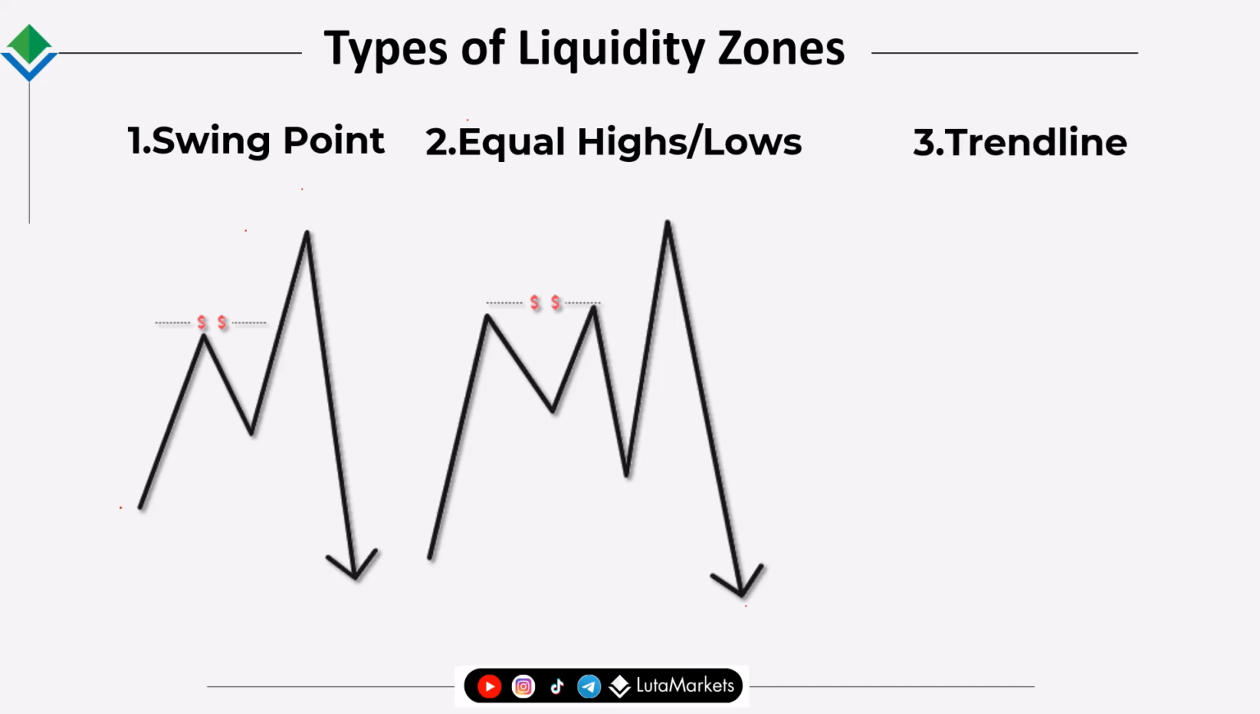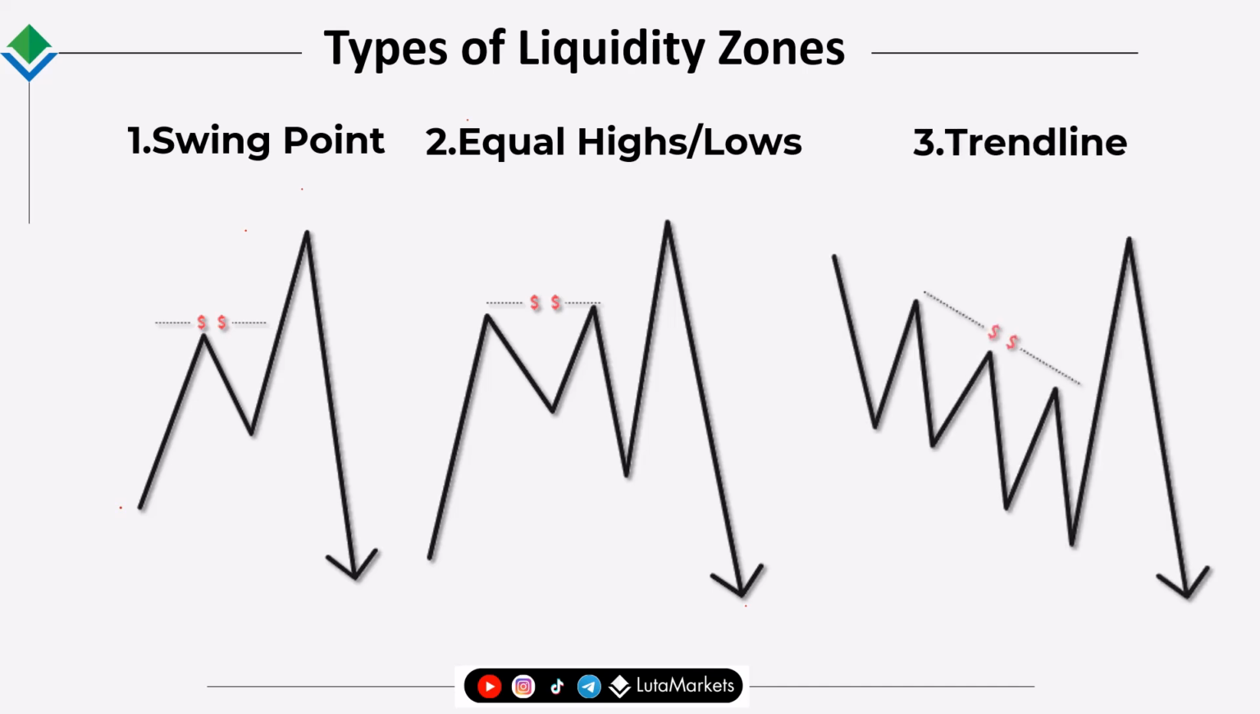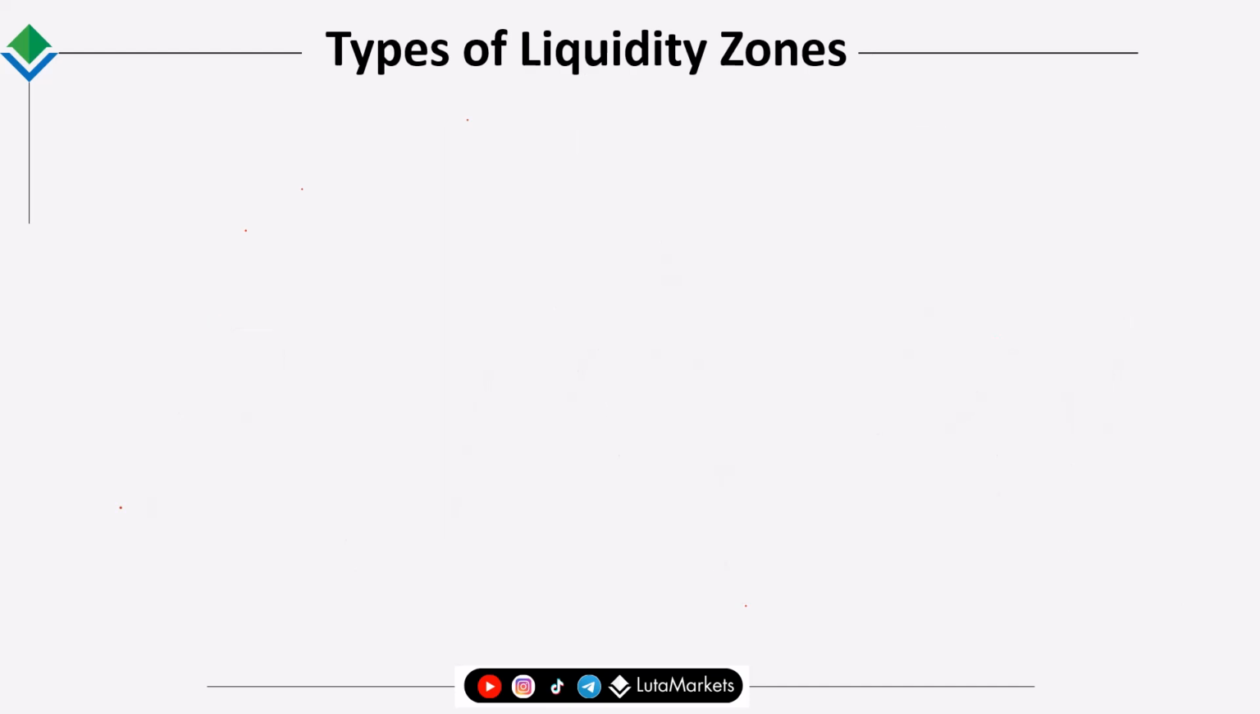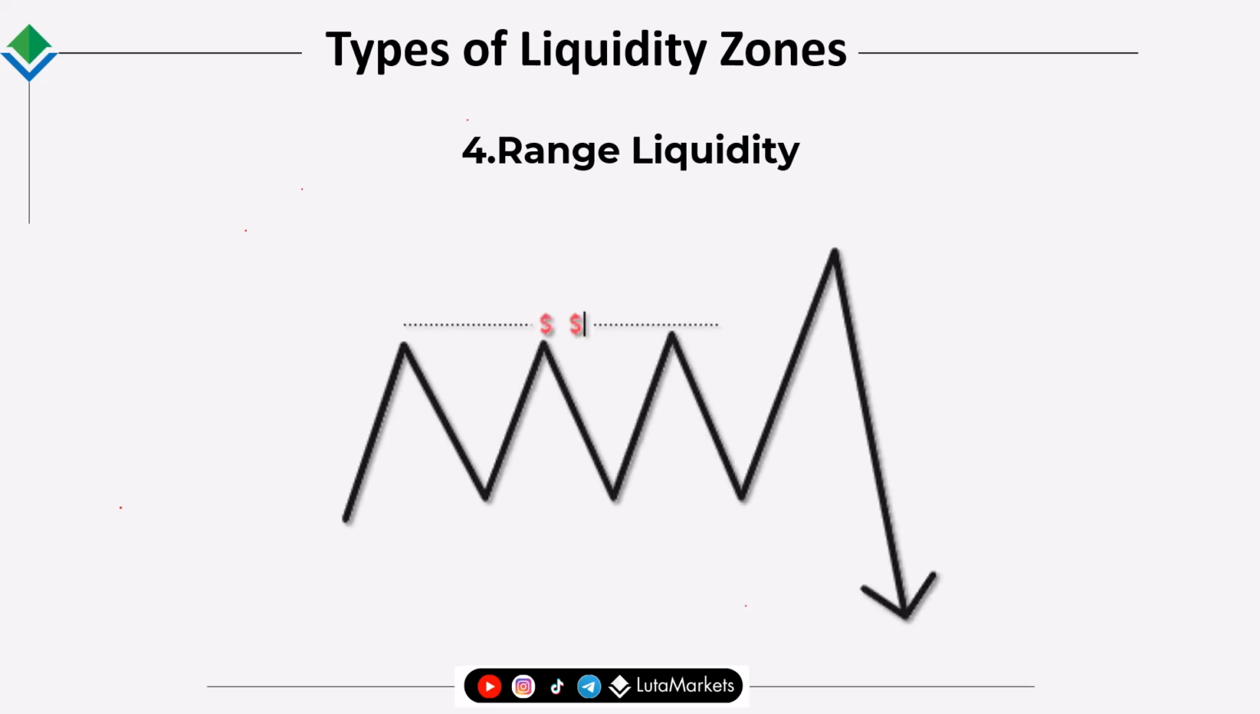Trendline liquidity. Trendlines attract liquidity because retail traders frequently use them for entries and stops. When price runs a trendline, it often takes out the liquidity resting above or below it before reversing. Range liquidity. Inside a price range, liquidity builds up at both the highs and lows. Smart money typically targets one side of the range before reversing to the other, creating sharp moves.